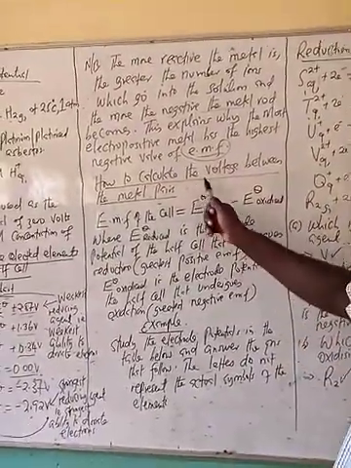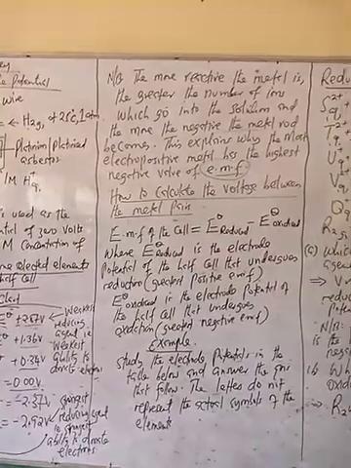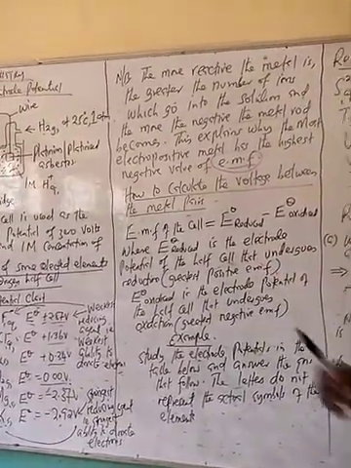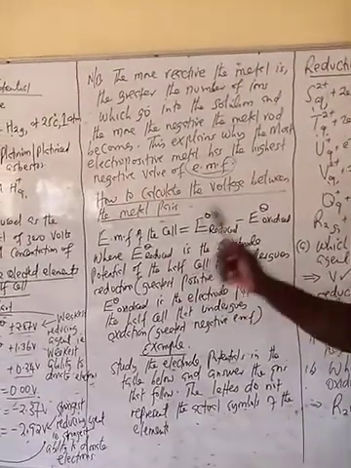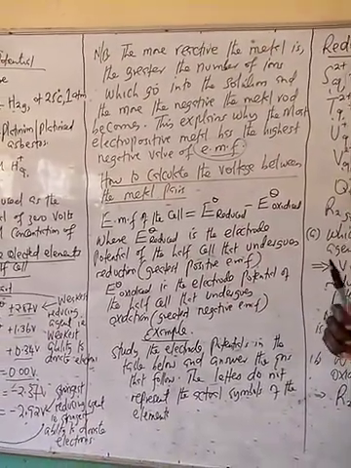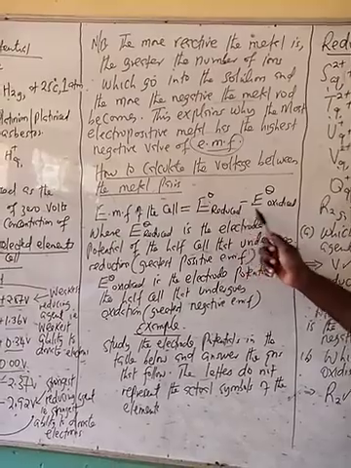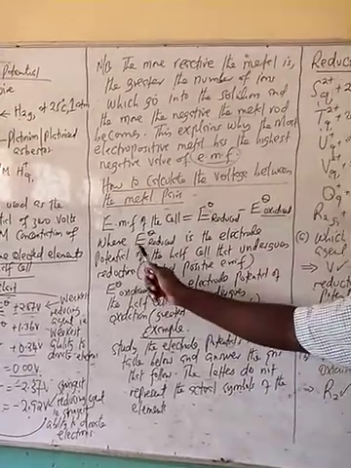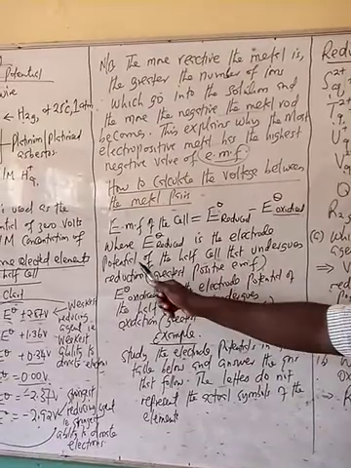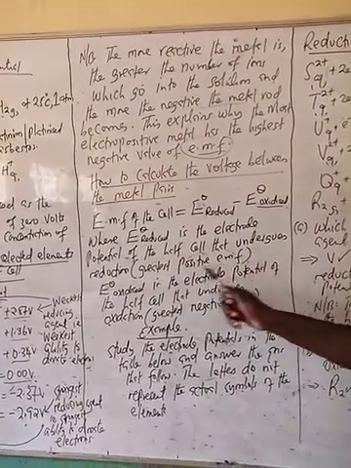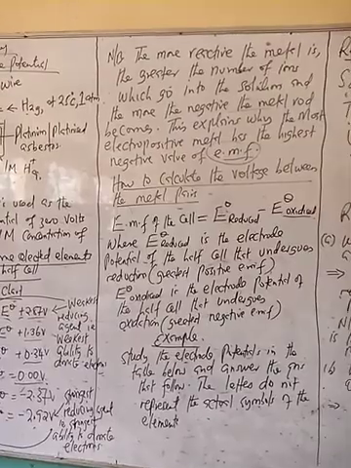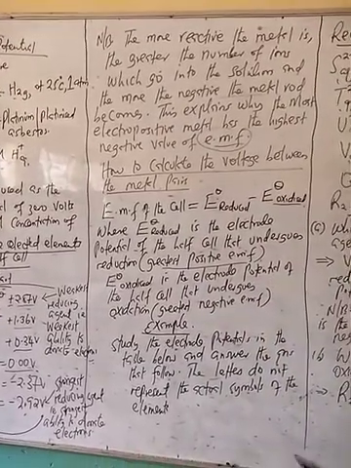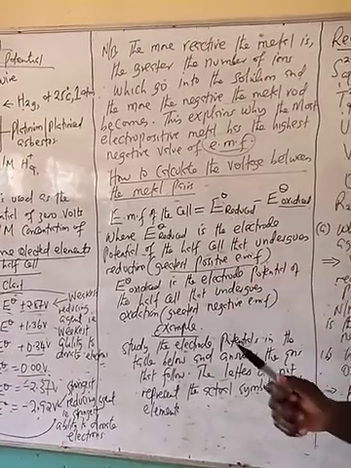So how do we calculate the voltage between the metal pairs? This is a very important area. If you are told to calculate the EMF for the cell, then EMF = E reduced minus E oxidized, where E reduced is the electrical potential of the half cell that undergoes reduction. The one which has the greatest positive EMF is the one which is reduced.